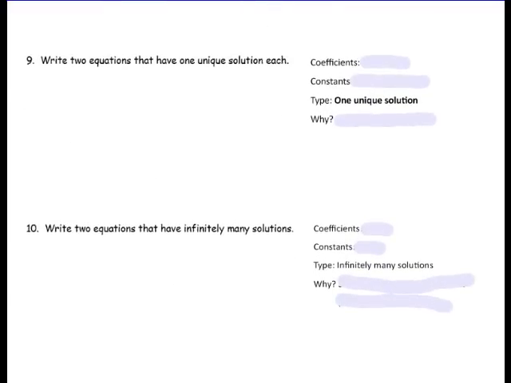Number 9. Write 2 equations that have one unique solution each. First, fill in the information on the right. What do you know about their coefficients? Their constants? We know that their coefficients will be different. We know that their constants, it doesn't matter. They can be the same or different. Their coefficients will be different, and that's what makes it one unique solution. Pause the video again and write 2 equations that meet the criteria for one unique solution.